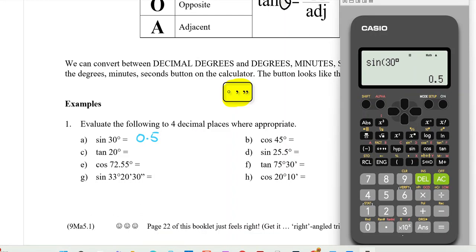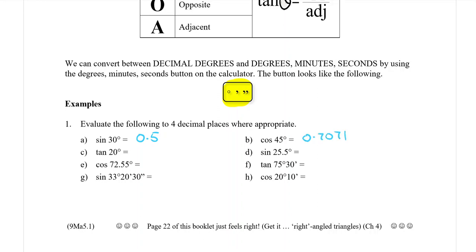Let's try the next one. We want cos of 45. So push your cos button and then press 45 and press equals. Now, most of the ones that you do will be long decimals. So here, we want 4 decimal places. Here's my decimal point: 1, 2, 3, 4. Technically the next digit is a 0, so it won't round up. So it'd be 0.7071. Does that make sense?